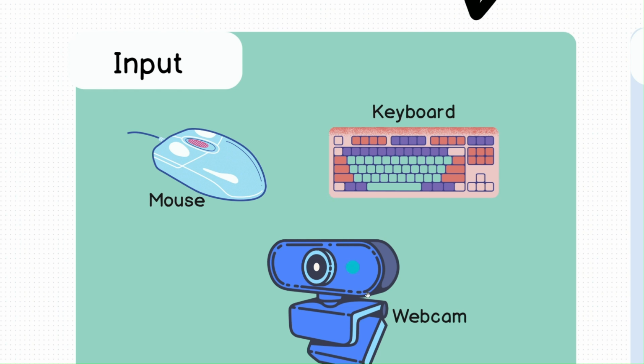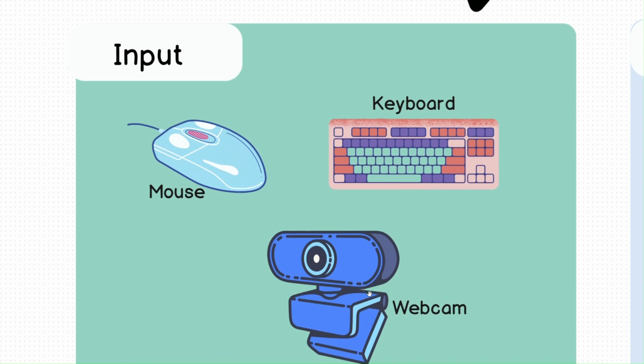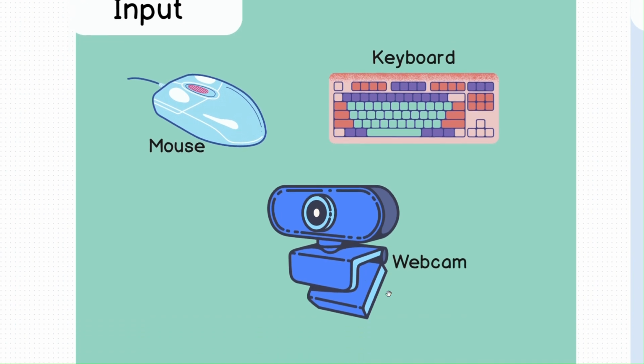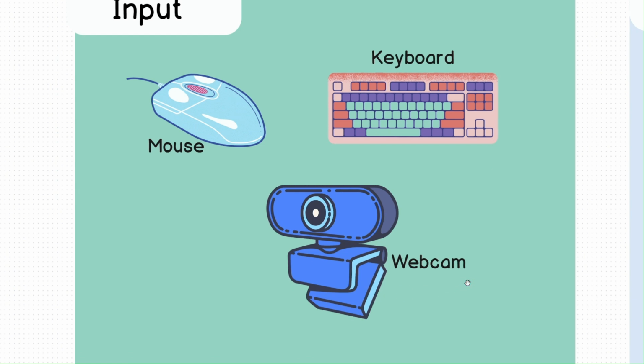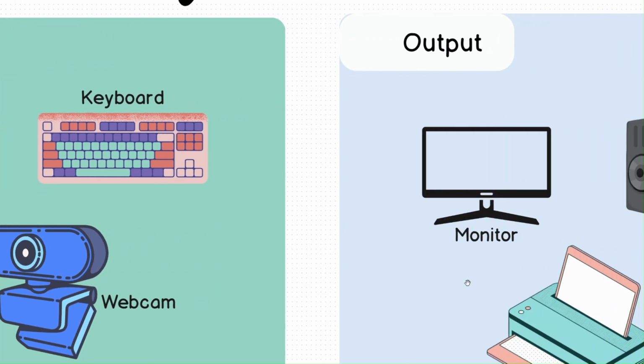Also, we have webcam or cameras. We can use these to take pictures or videos and use it to feed the computer. So these are examples of some of the input devices that we can use to feed the computer with instructions. Then we have the output.